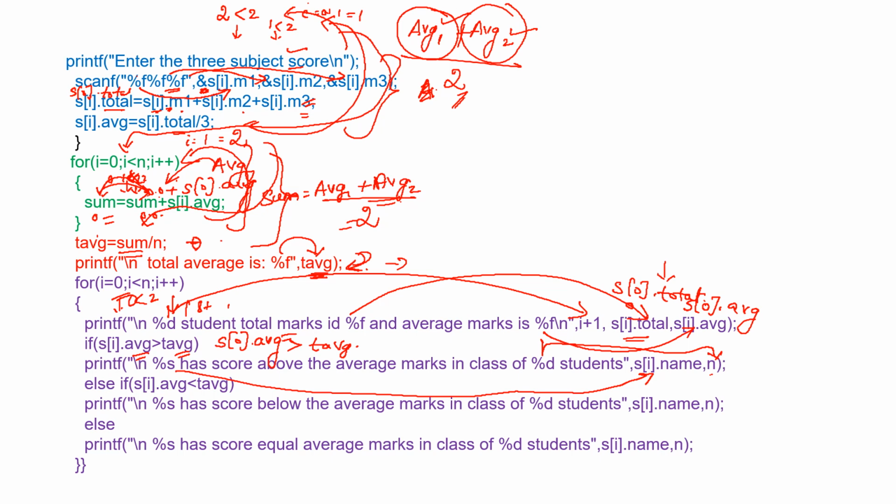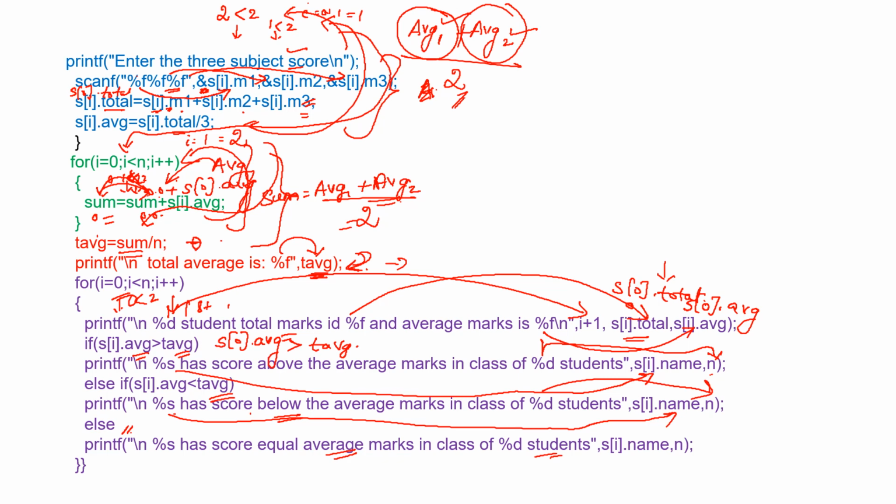Else it will check the next condition: s[i].average, whether it is less than the total average. Then the same thing repeats, but it will be below average. So %s has scored below the average marks in the class of %d students. %s will be replaced by your name and %d will be replaced by n. I hope you can understand this easily. And if both fail, what is the next condition? It means both are equal. printf \n %s has scored equal average marks in class of %d students.